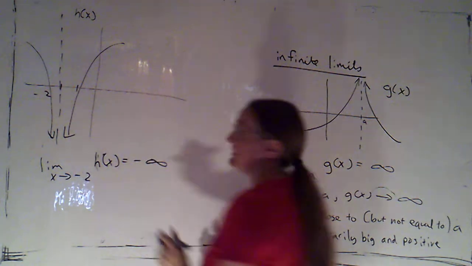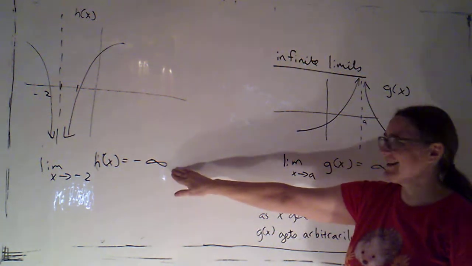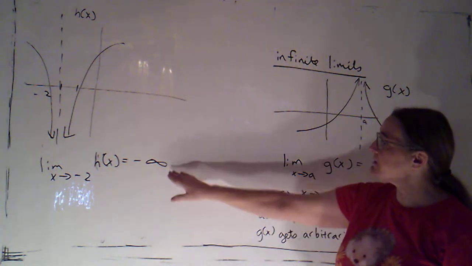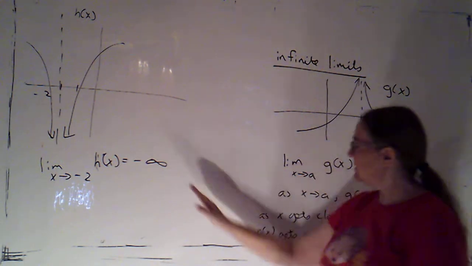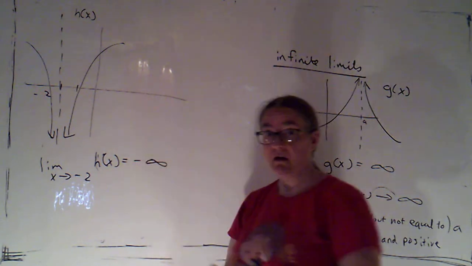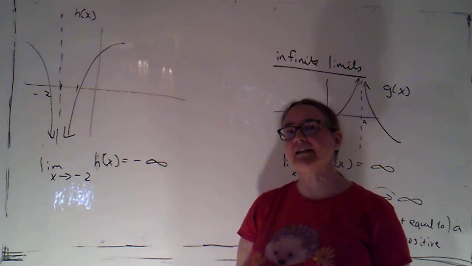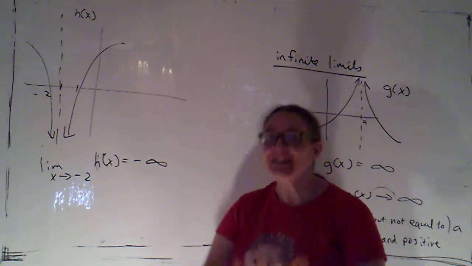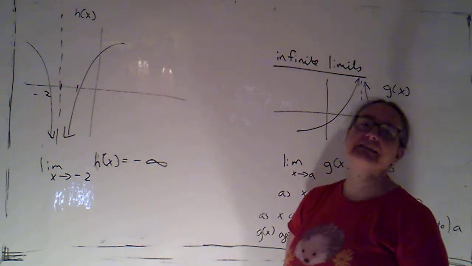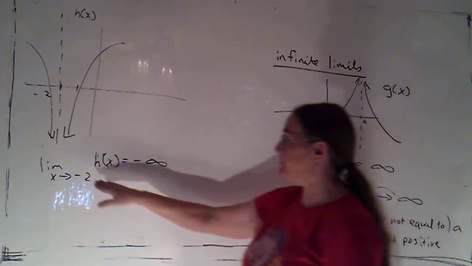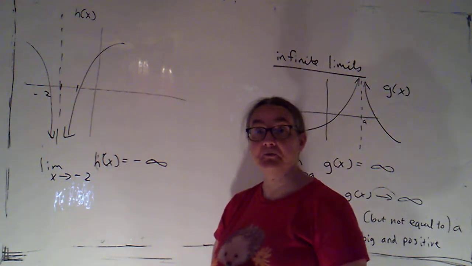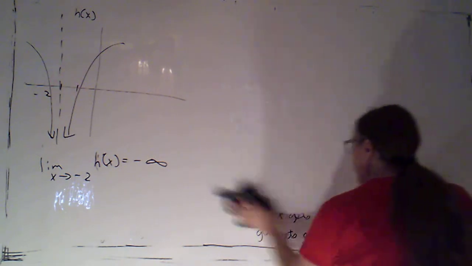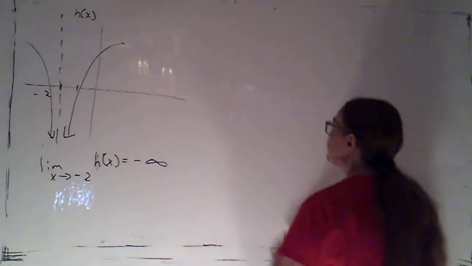is negative infinity. As soon as I see that symbol, negative infinity, I know I'm using the definition of an infinite limit. And this would simply mean that the y values, they're not getting close to negative infinity. What they're doing is they're getting arbitrarily large and negative. Okay. So the absolute value is getting arbitrarily big, but they're all negative y values as we get closer and closer and closer to -2.